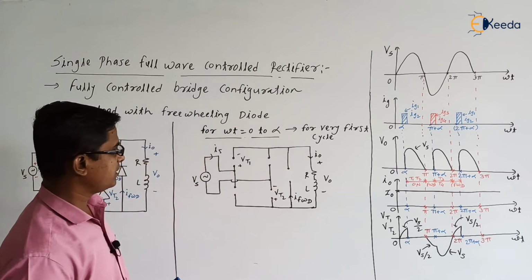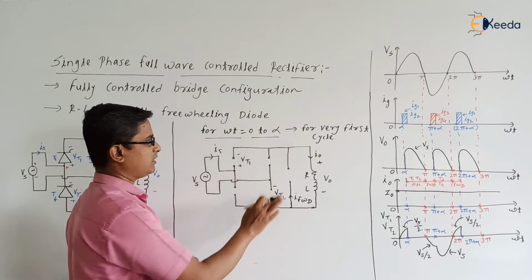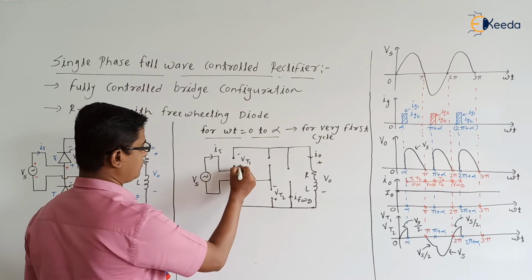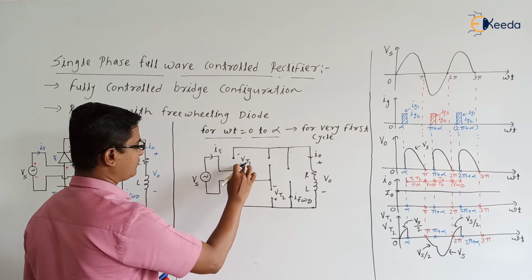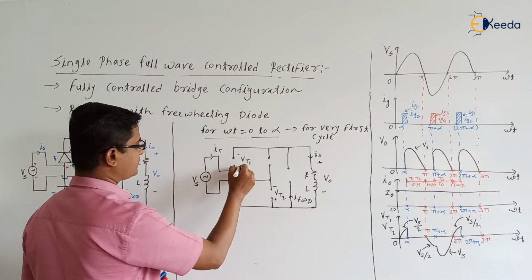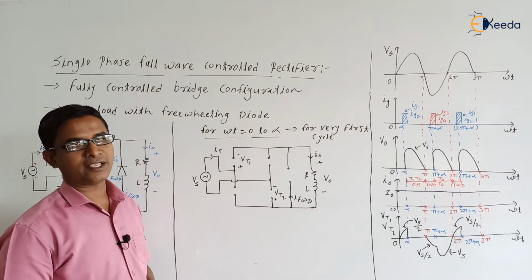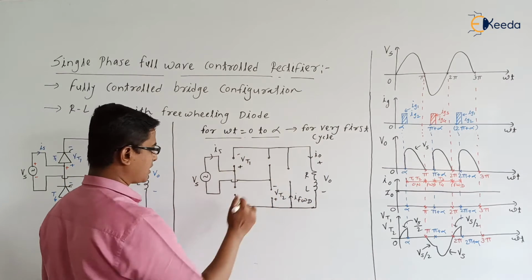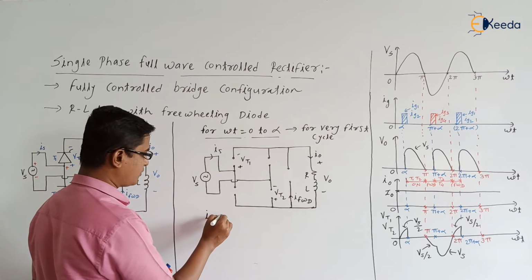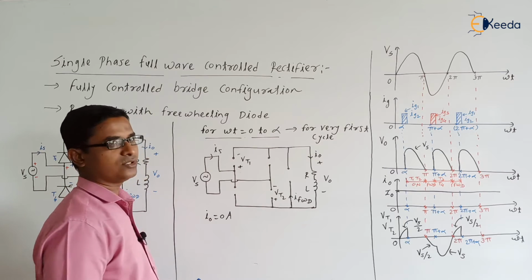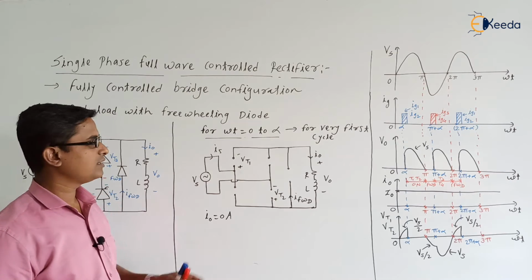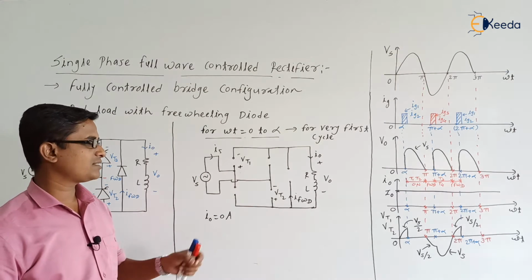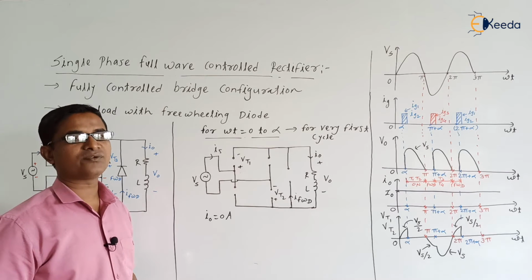So here if you check, all the 4 switches will be in the off state. When all the 4 switches are in the off state, what is the current flowing through the circuit? I0 is equal to 0 ampere. Thyristor T1, T2 will be in the forward blocking mode, whereas thyristor T3, T4, these two will be in the reverse blocking mode.